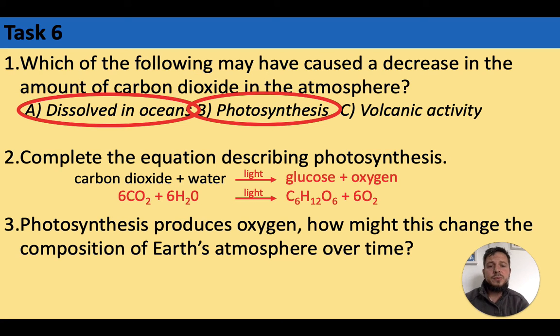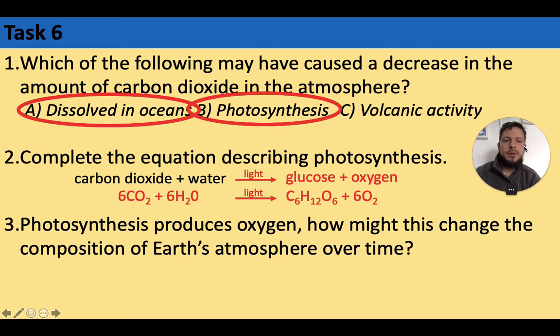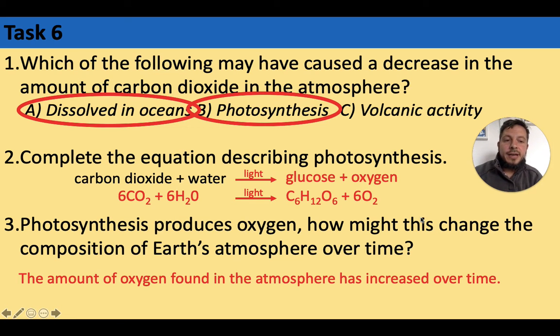And photosynthesis provides oxygen. How might this change the composition of the Earth's atmosphere over time? So we haven't actually talked about the increase in oxygen yet, but because photosynthesis is increasing the amount of oxygen, the amount of oxygen found in the atmosphere would gradually increase over time the more plants there are to perform photosynthesis.